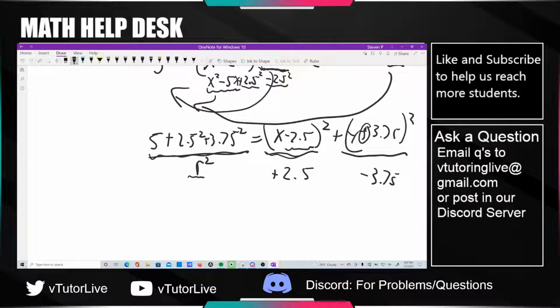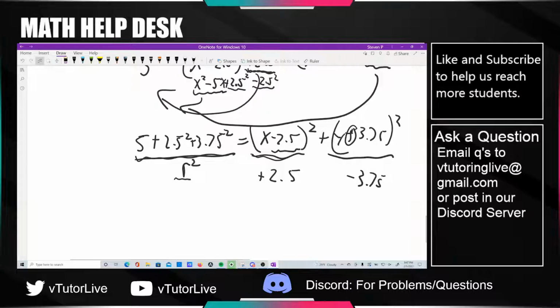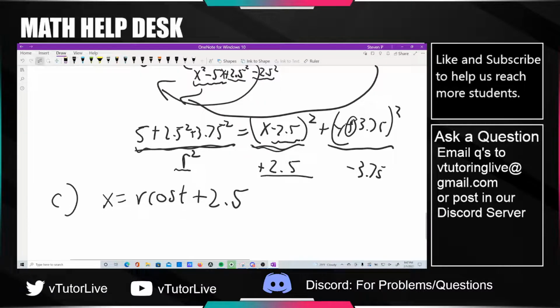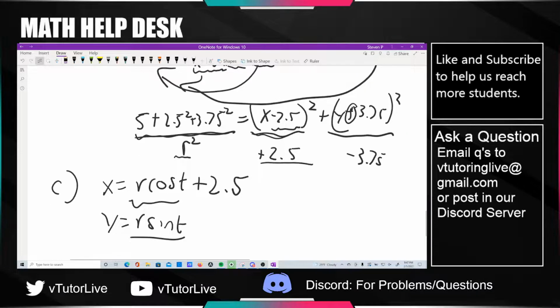And then they ask you to find a parametrization of the circle from part B. And the idea here is, whereas before we were able to just do x equals r cosine t, now we have to add in the extra term, right? Now we have to add in the 2.5 to represent the displacement, because r cosine t and y equals r sine t basically just form a circle from wherever the center point is. So you have to add or subtract the center point out.